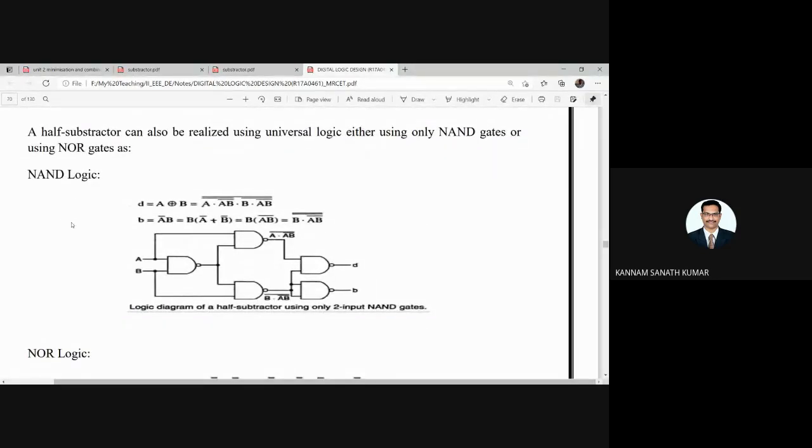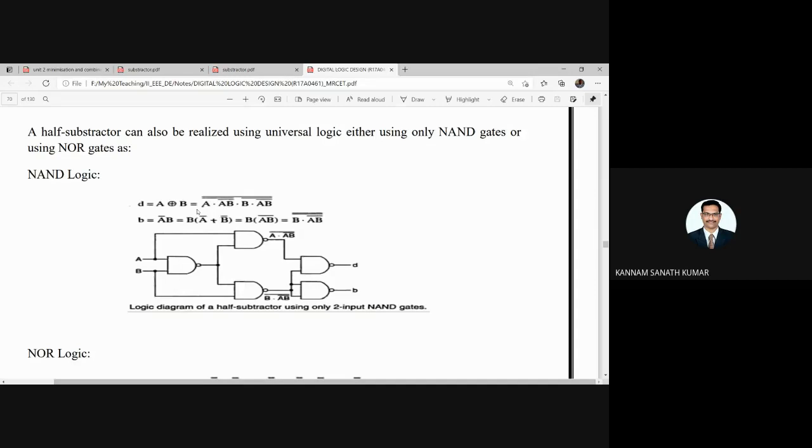Suppose you want to realize this half subtractor using the universal gates. NAND and NOR are the universal gates. Here D equals A XOR B, and you can write A XOR B as A into A B dash, plus B into A B dash, that is A into A B bar whole bar, and so on.